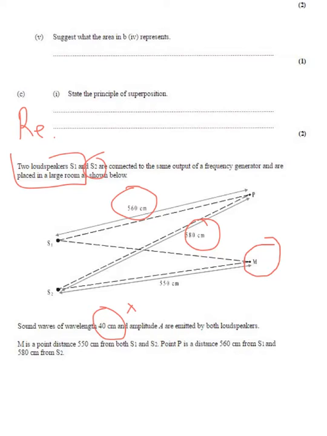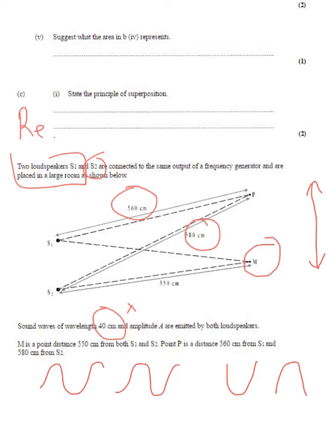So what happens as you move from P to M? Now, you guys actually did this, so you know there's going to be a change of amplitude. And there's a change in amplitude because you get constructive and destructive interference. Constructive interference is when waves are in phase. Destructive, when they are out of phase.